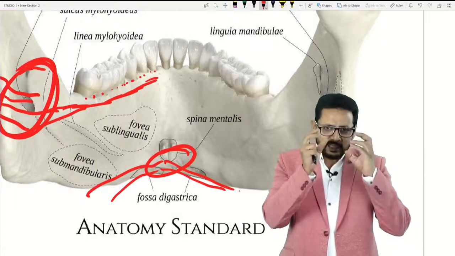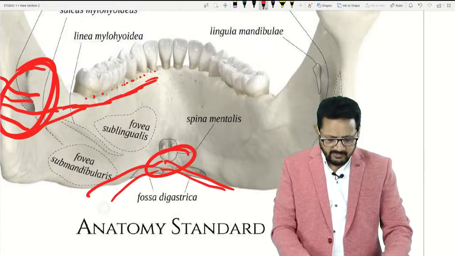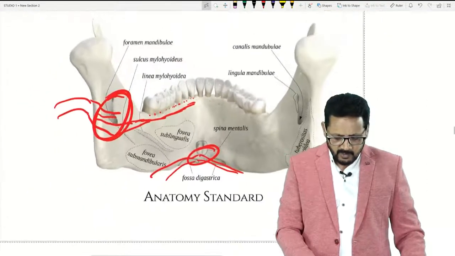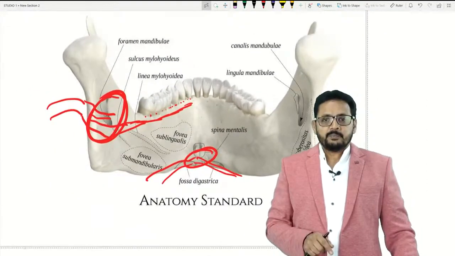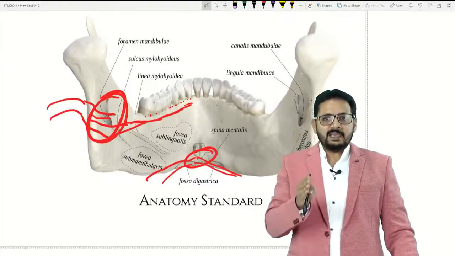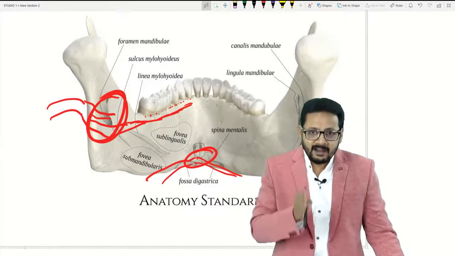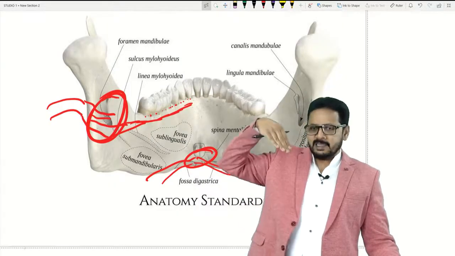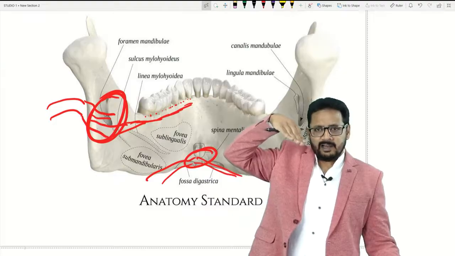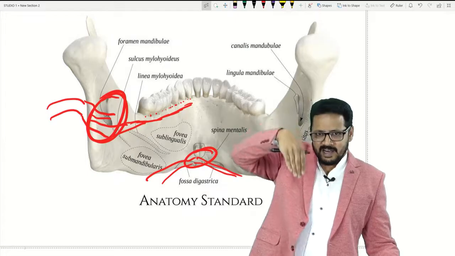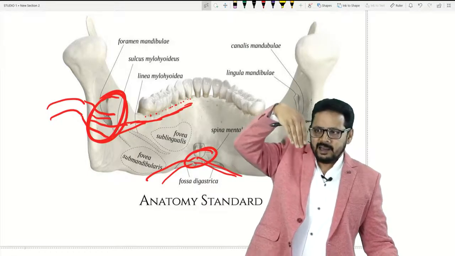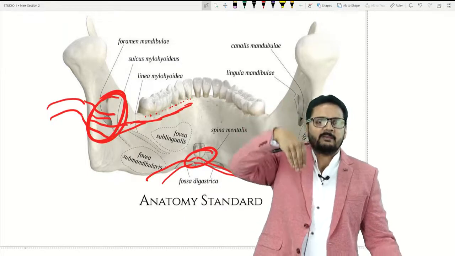So what is the anatomical significance of this? Whenever you are placing an implant in the anterior mandible, be careful that you are placing it in a buccal direction. I mean, a labial direction, either straight or labially. Never go lingually.